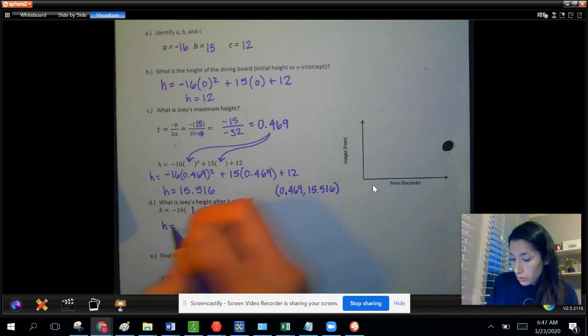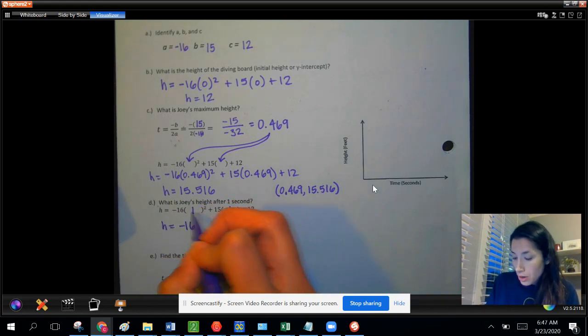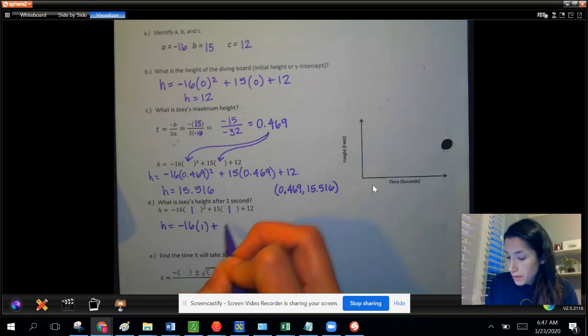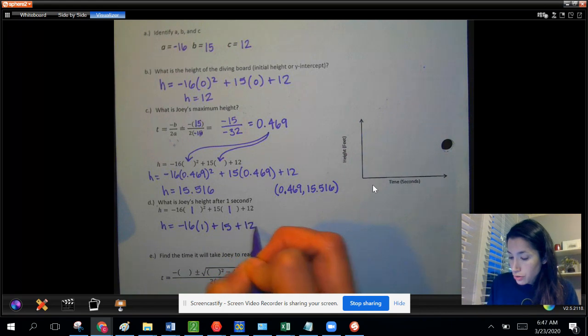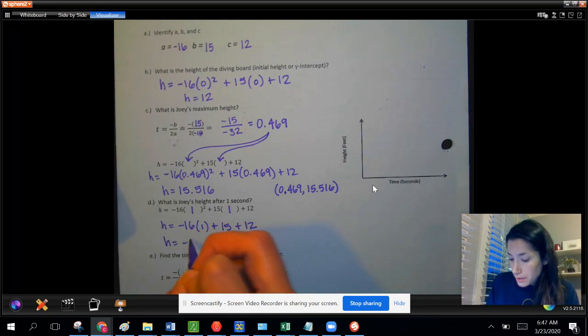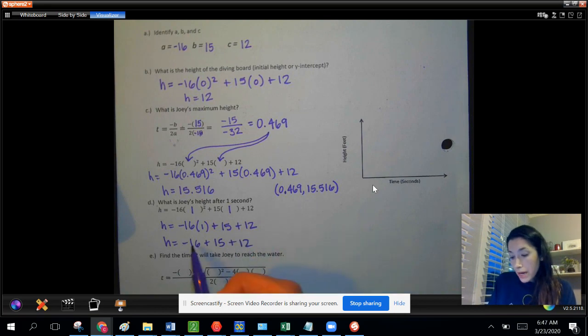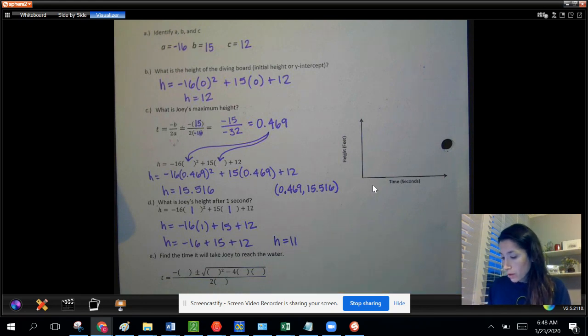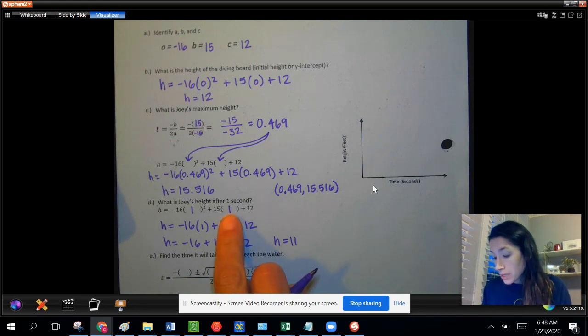So we have height equals negative 16 multiplied by 1 squared, which is just 1. 15 times 1 is just 15. And 12. So really our height is negative 16 plus 15 plus 12. If we add negative 16 and 15 together, that would be negative 1, plus 12 would be positive 11. Okay, so we have a height of 11 after 1 second.